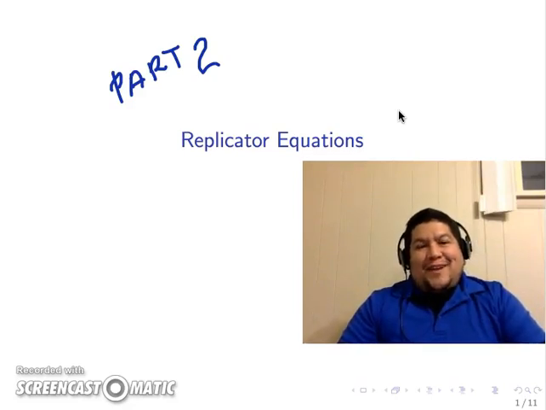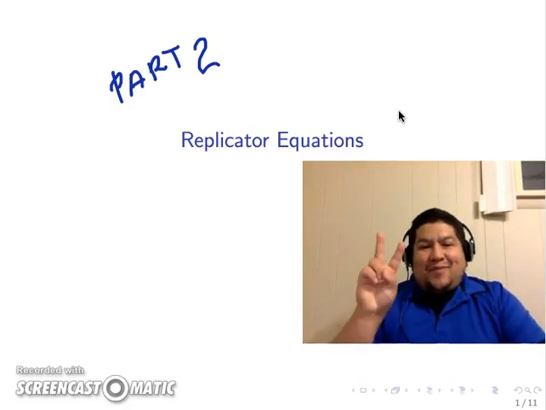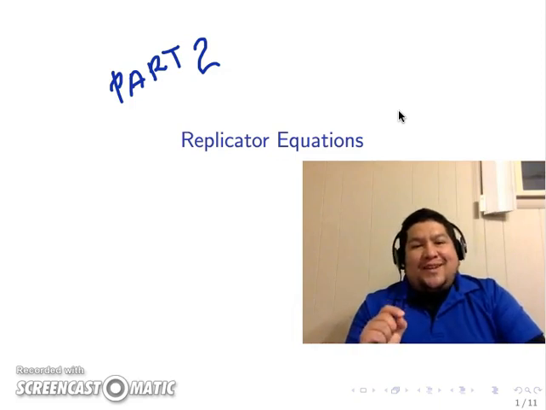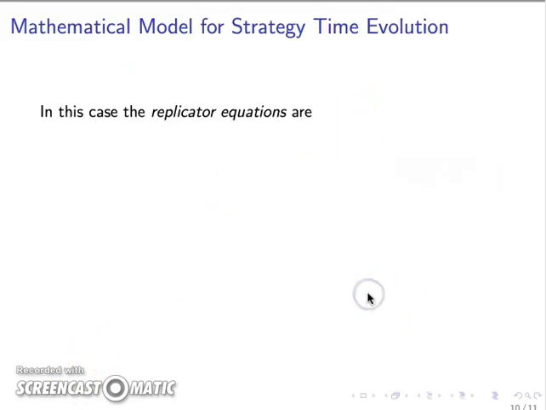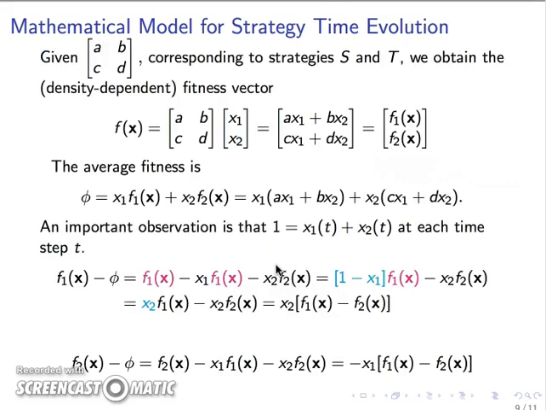So welcome back to part two of our lecture on replicator equations. So in this case, we were in the process. In the previous lecture, we had done the derivation up until the point where we had computed the average fitness, and then we computed F1 minus the average fitness and F2 minus the average fitness.